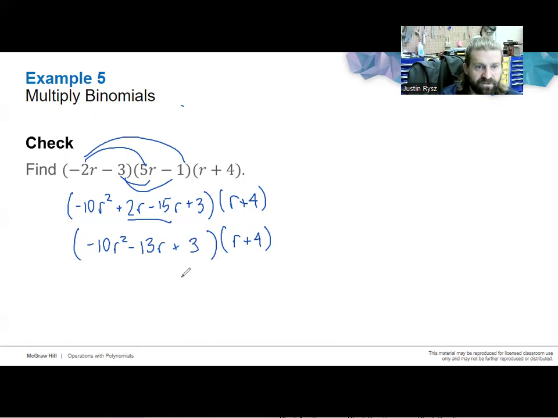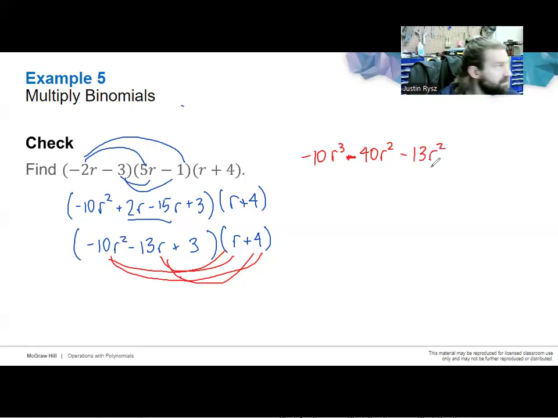All right, now we need to distribute this. So we're going to multiply the -10r squared to the r and the 4. So we get -10r cubed minus 40r squared. Then distribute the -13r. -13r times r is -13r squared. And then -13r times +4 is negative, what is that? -52r. One more set. We're going to multiply the 3 times the r and the 4. So we get 3r plus 12.